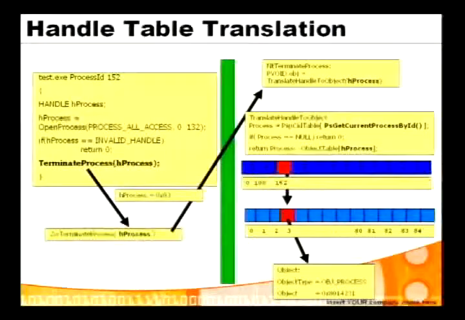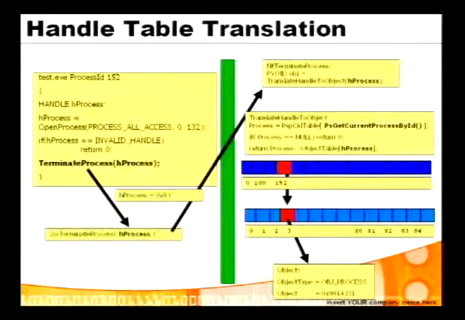Now this is an example of test.exe. Its process ID is 152. It's a userland process that's trying to open an existing process by ID and then terminate that process. So it makes a call to OpenProcess, and the ID it's looking for is 132. It gets back a handle in hProcess. Then it makes a call to TerminateProcess with the handle of 3. 3 would be the handle to process 132.